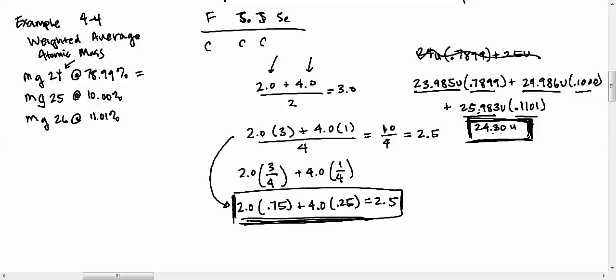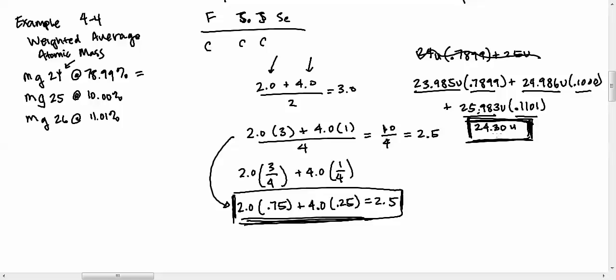If you were to randomly go off and pick up some magnesium, chances are the isotope that you would have in your hands is magnesium 24, because you have an almost 80% chance of picking that up, whereas you only have a 10% chance of picking magnesium 25 and an 11% chance of picking up magnesium 26.